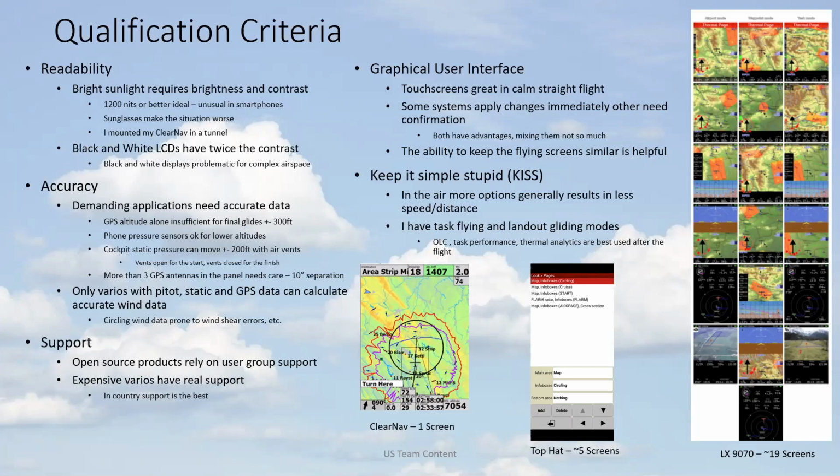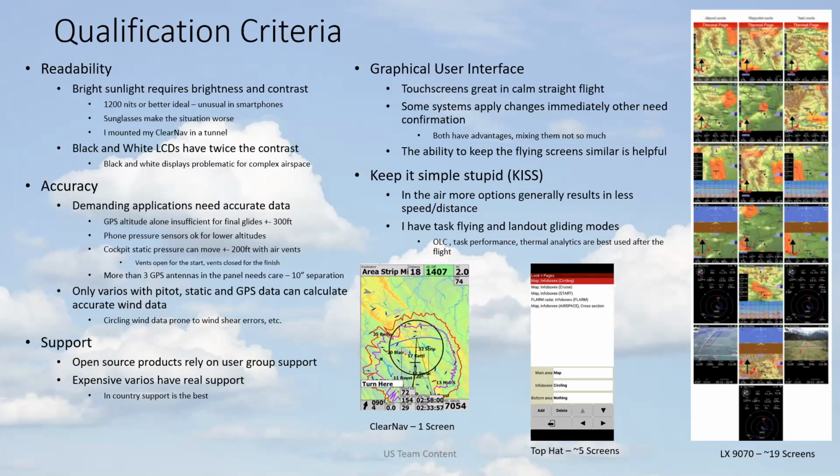Then over on the right-hand side, you'll see 19 screens. So this is, I can't remember whose, but maybe Adam Woolley's original 9070 configuration. It's got 19 screens.